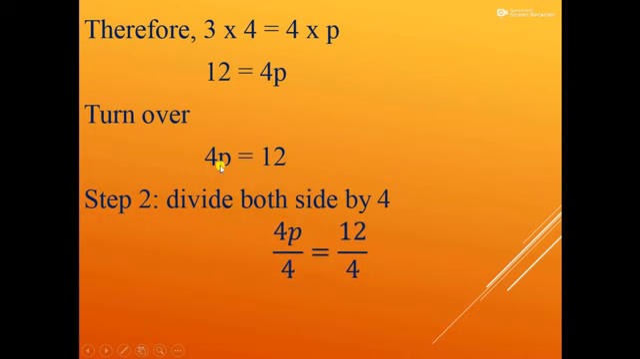Now dividing both sides by 4, we now have 4p divided by 4 is equal to 12 divided by 4. Now 4 here, we cancel this 4. What will be left here is p, which is equal to 12 divided by 4, and 12 divided by 4 will give us 3. So therefore the value of p is equal to 3.